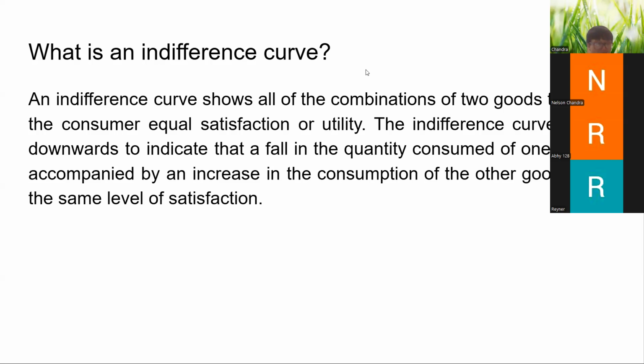The indifference curve slopes downwards to indicate that a fall in the quantity consumed of one good is accompanied by an increase in the consumption of the other good, given the same level of satisfaction. What's the meaning of this? Meaning, if you decrease the consumption of one good, definitely you will reallocate your available budget to consume the other good.